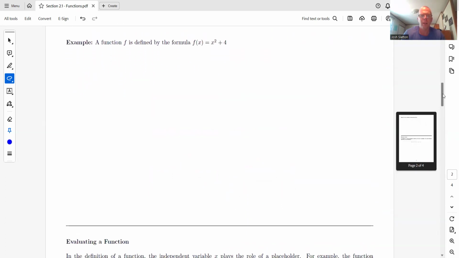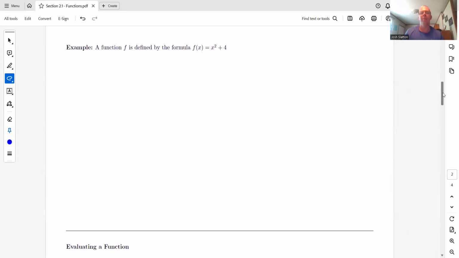All right, so let's look at an example here. A function f is defined by the formula f of x equals x squared plus 4. And so this one is indeed a function. Let's just find some values, and you've probably seen this before. Let's find f of 3, f of -2, and f of square root 5. All of these are valid numbers that we could plug in for x.